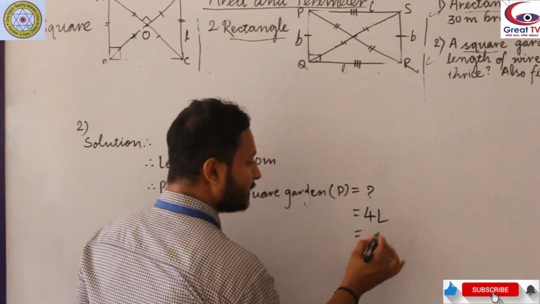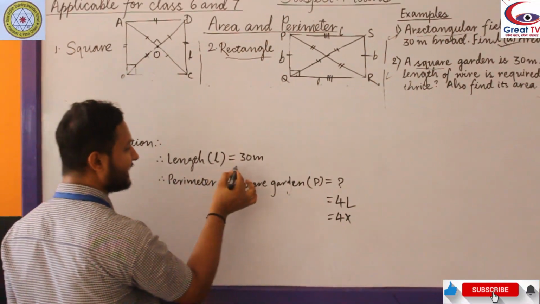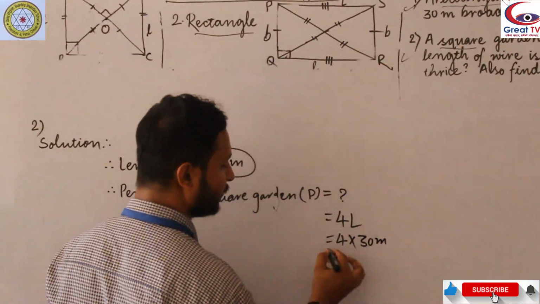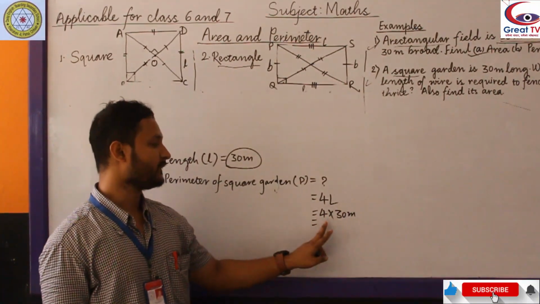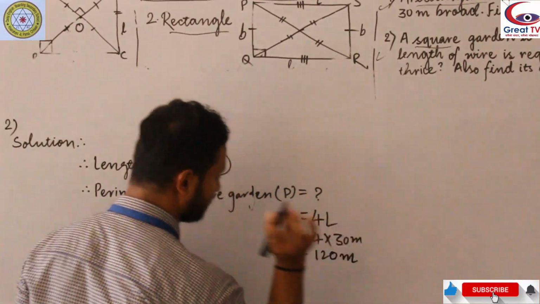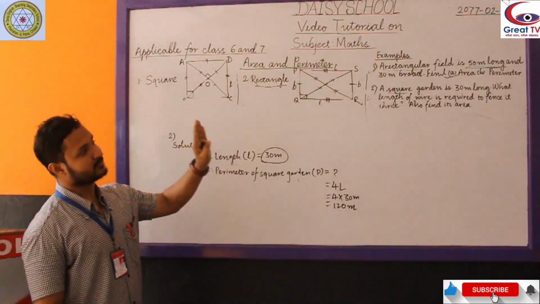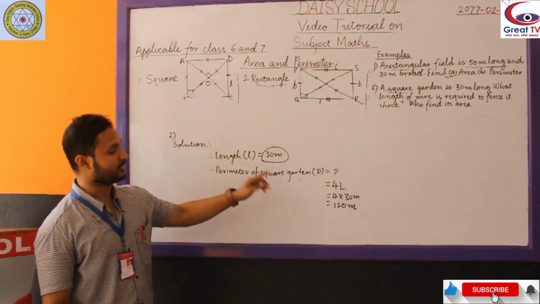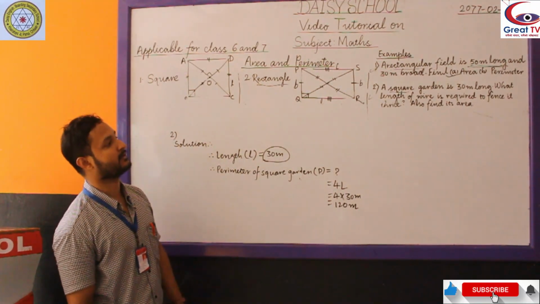So when 4 is multiplied with length, L means length. How much is the length here? 30 meter. So replace this L by 30 meter. We get 4 times 30 meters. When we multiply this 30 meter with 4, we get 120 meter. The perimeter of that square garden, which length is 30 meter, is 120 meter. That's the perimeter of the given square garden.